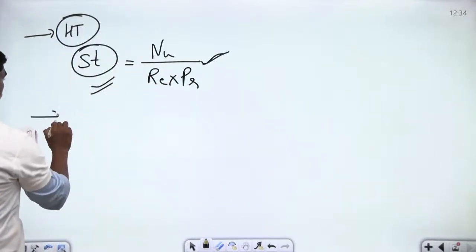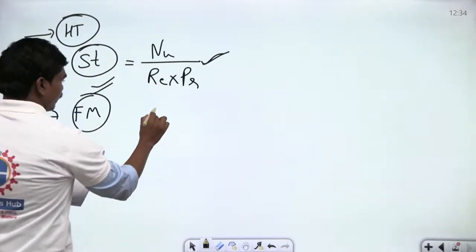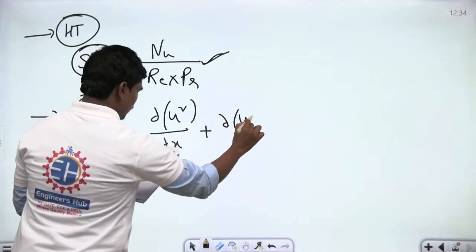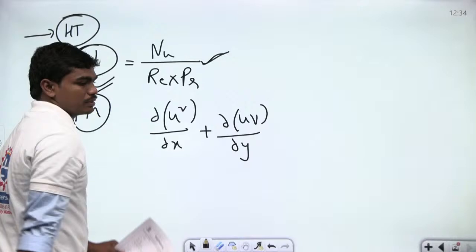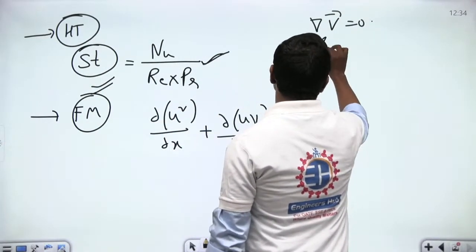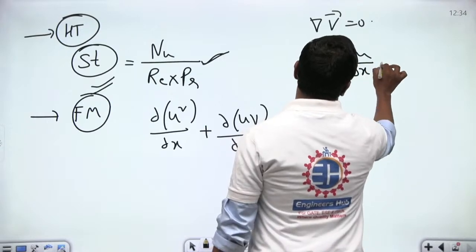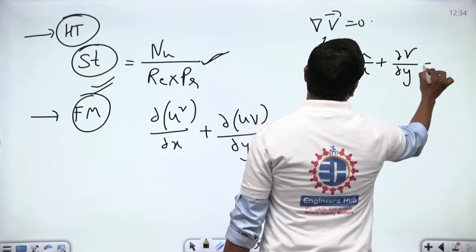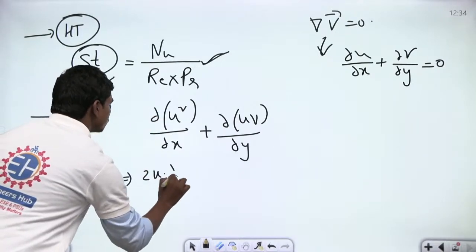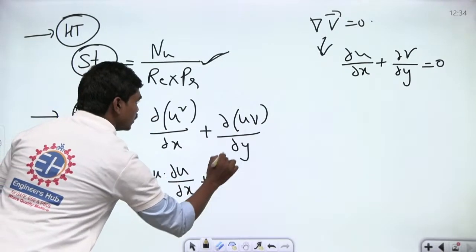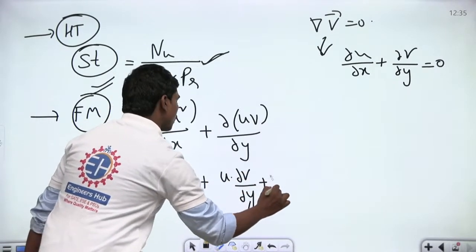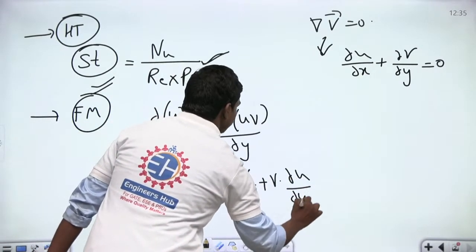Next, there's one question from fluid mechanics. The value of rho dou square U by dou X plus dou UV by dou Y, and given this flow is incompressible flow. If the flow is incompressible, then definitely the divergence of the velocity vector has to be 0, which means for a two-dimensional flow, dou U by dou X plus dou V by dou Y has to be 0. So if you try to apply this, dou U square by dou X is nothing but 2 times U into dou U by dou X, plus if you differentiate this partially, you get U times dou V by dou Y plus V times dou U by dou Y. This has to be 0, correct?